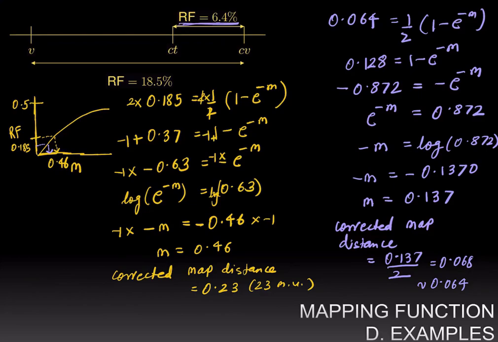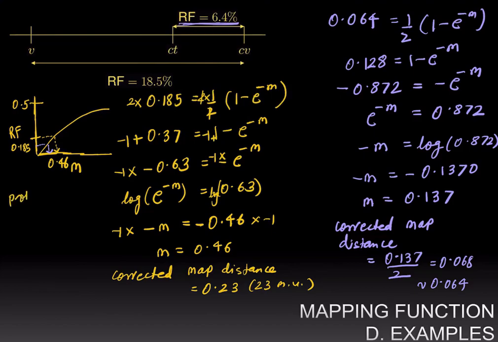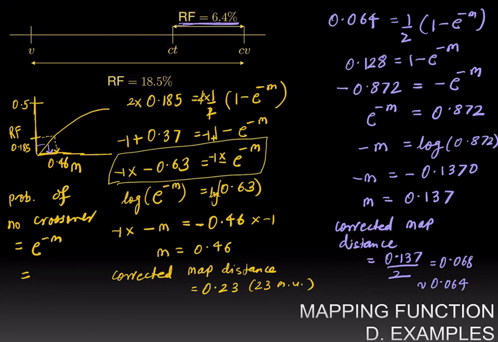One more thing that we can do here is determine what is the probability of no crossover between, let's say, vermilion and crossveinless, and we know that the probability of no crossover is equal to e to the power minus m, which in the case of vermilion and crossveinless, if you look over here, is equal to 0.63.